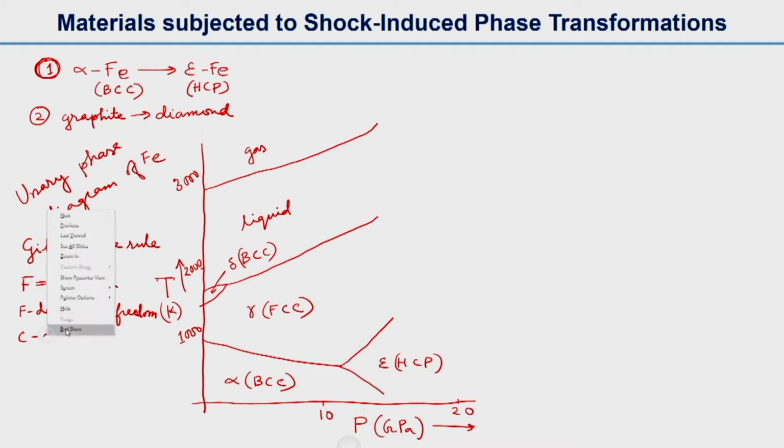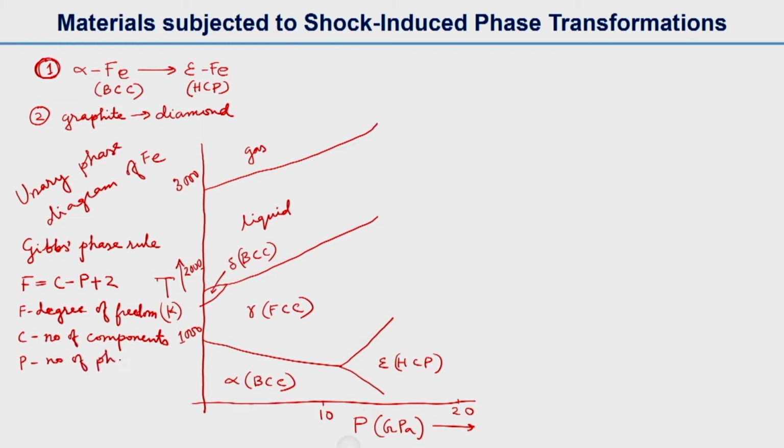C is the number of components in the system, and P is the number of phases. The 2 denotes temperature and pressure. If we have fixed or constant pressure, the Gibbs phase rule will be F equals C minus P plus 1.